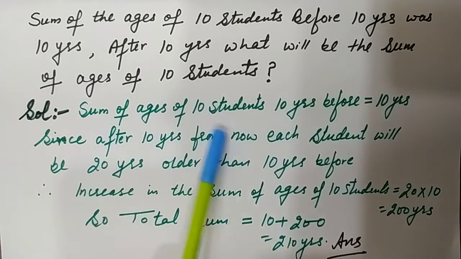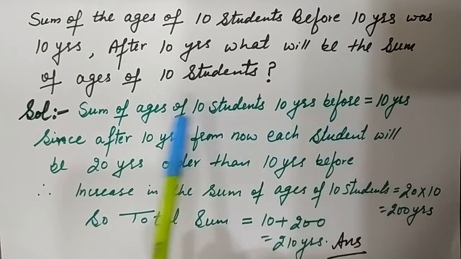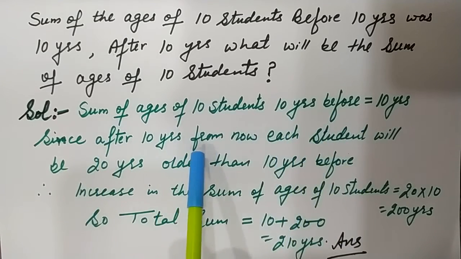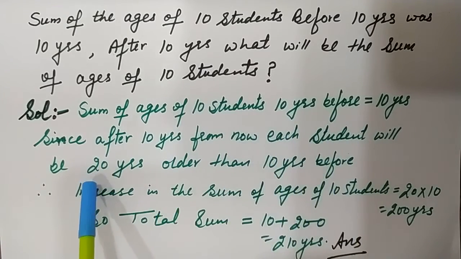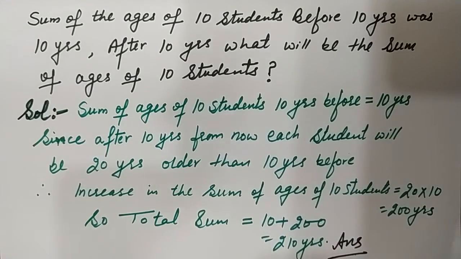You can see the lines what I have written. Sum of ages of 10 students 10 years before is 10 years. Since after 10 years from now, each student will be 20 years older than 10 years before, the increase in the sum of ages of 10 students will be 20 into 10, 200. So total sum now will be this 200 plus this 10, so it is 210 years. So this way we will do this question.